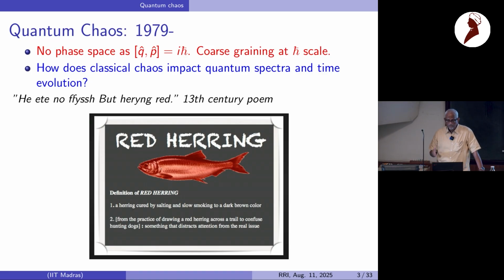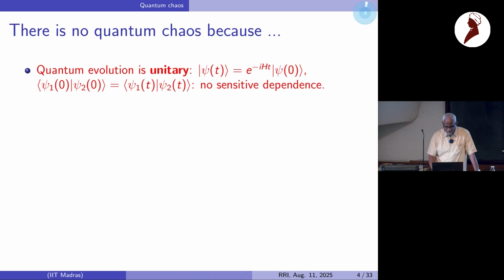How does classical chaos impact quantum spectra and time evolution? For a long time, this has been the question. There is a 13th century poem, "Eat no fish but red herring red." Clearly, spell check was not there at that time. So this is a definition of a red herring: a fish from the practice of drawing a red herring across a trail to confuse hunting dogs, something that distracts attention from the real issue. So there are many such things around quantum chaos.